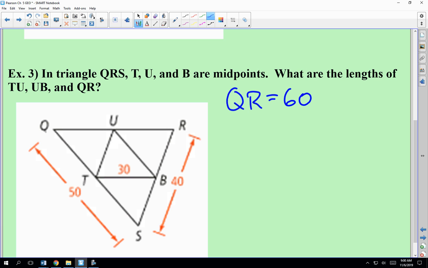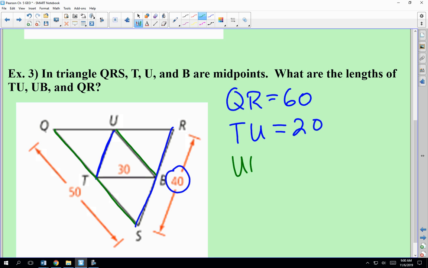And then for the other two segments, I'm going the other direction. TU is going to be half of this 40. Here's TU right here, and here's the 40 right here. So TU equals 20. UB is the other one. So UB is half of that 50. So UB equals 25.